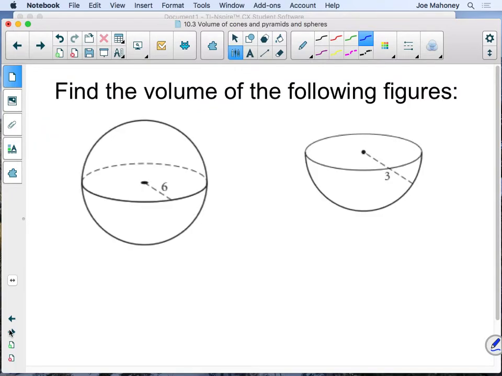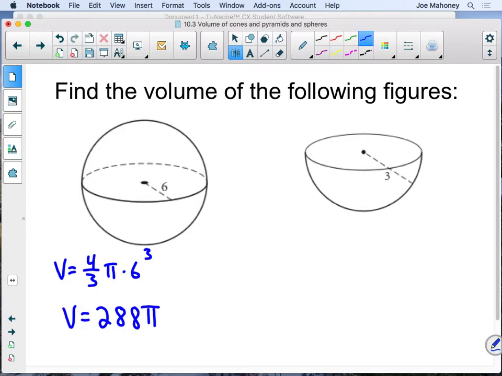Well, let's practice a few. If you want to hit pause and play with some of these, we could do that. So for the first one, the radius is 6. So it's 4/3 pi times 6 cubed. I think 6 cubed is 216. When you multiply that by 4 and divide by 3, our volume comes out to be 288 times pi. And again, it's in terms of pi. Let's leave it alone.